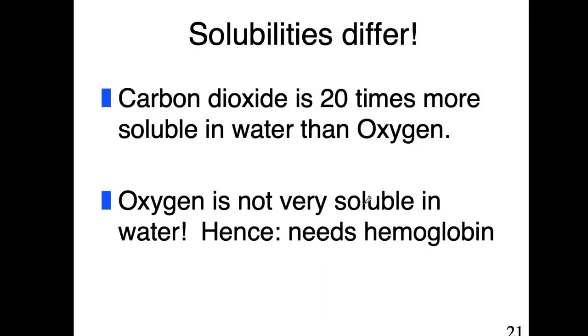So oxygen, because it's not very soluble in water, is going to be terrible to try and transport just in the water portion of blood, which is the plasma. So you're going to need some sort of molecule that helps it along. And that's what happens. Oxygen attaches onto hemoglobin because on its own, it's not very soluble in that liquid.